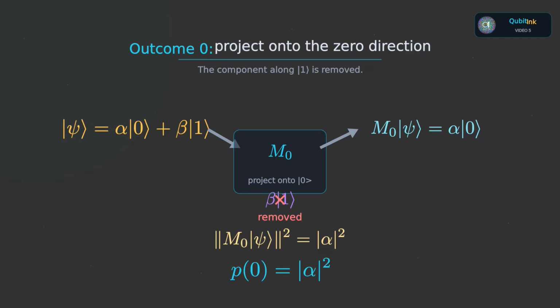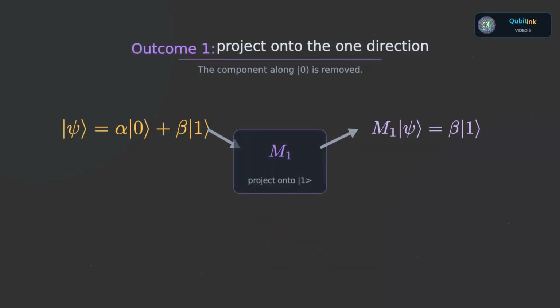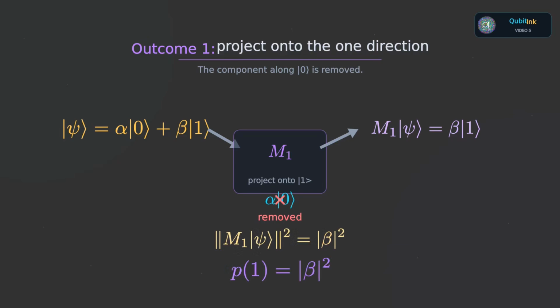Likewise, applying the second projector keeps the 1 component and removes the 0 component. Its squared branch length is the squared magnitude of beta. So the probability of outcome 1 is the squared magnitude of beta. And because the original qubit state was normalized, those two probabilities add to 1.